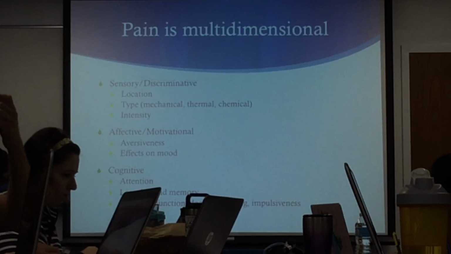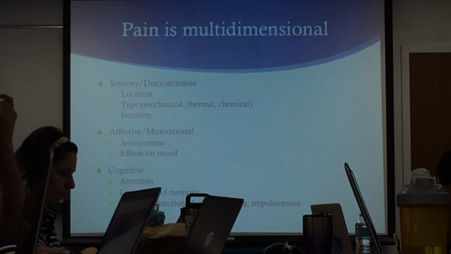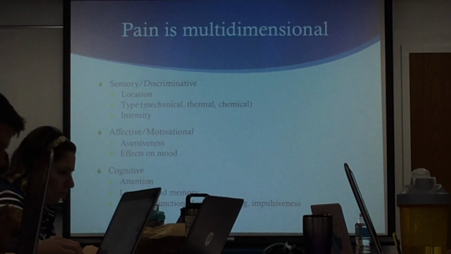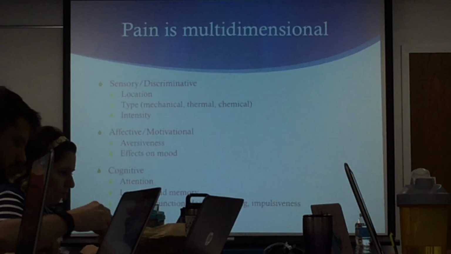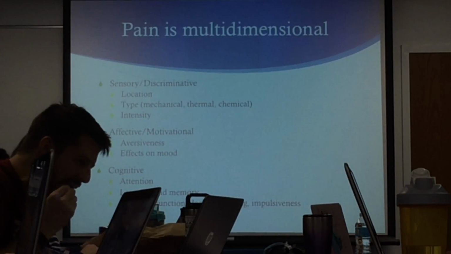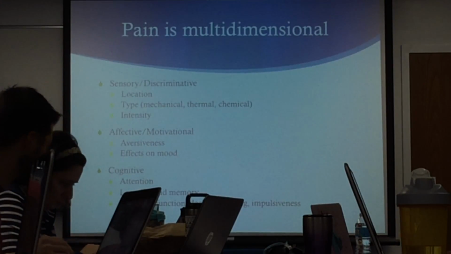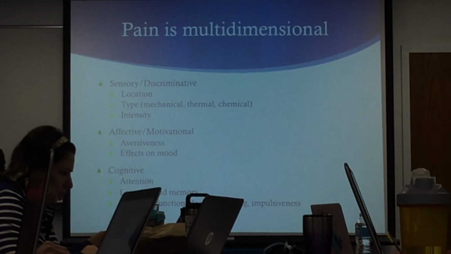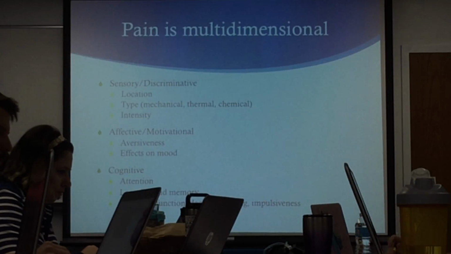The affective motivational pain transmission system is a little more diverse, a little more diffuse, but basically it encodes how aversive the stimulus is, and it changes effects on the mood. So pain does other things than just say, I got a bee sting on my foot. Pain affects your mood, and different types of pain have different levels of aversiveness.